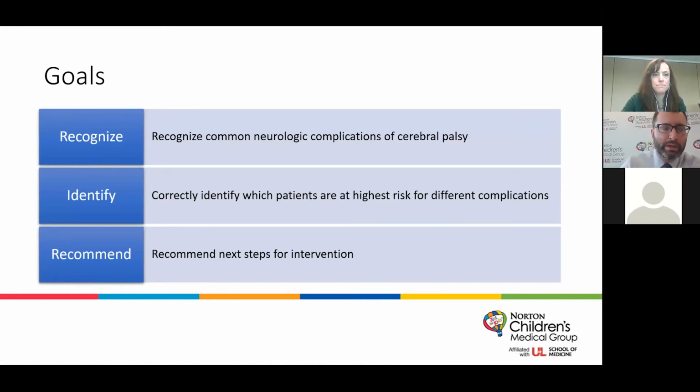So number one is we're going to work on recognizing some of the common complications of cerebral palsy. Two, identify which patients are at highest risk for different comorbidities. And then three, and this will be more short, focus on recommending next step interventions. And this will be a recurring theme throughout the rest of the day, now focusing on interventions for CP.